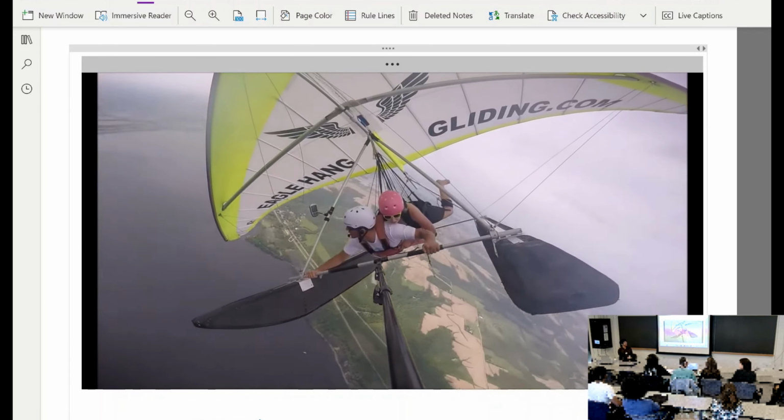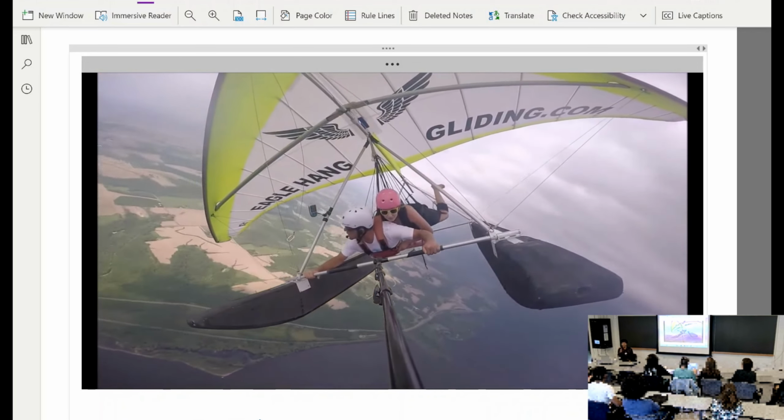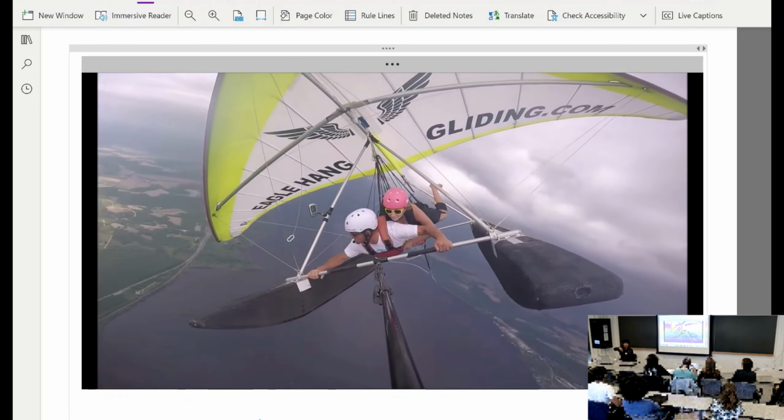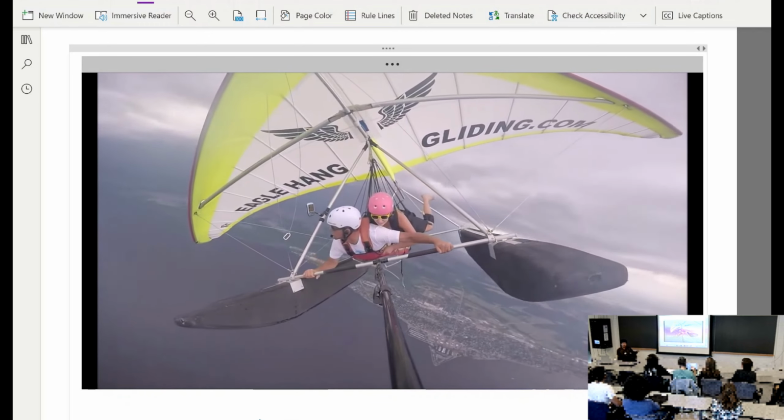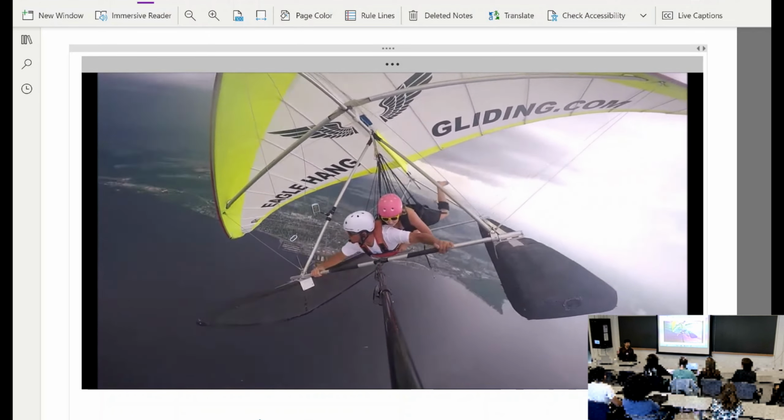What do you think this guy is doing? Yes? Like going down in cylinders. Going down in circles, right? So this is also exactly what the paragliders do.